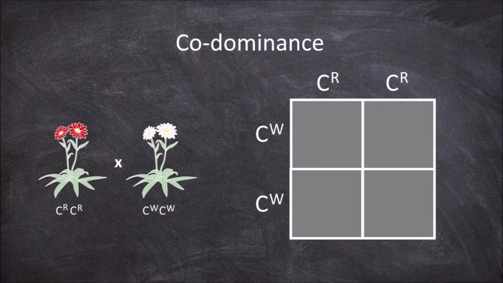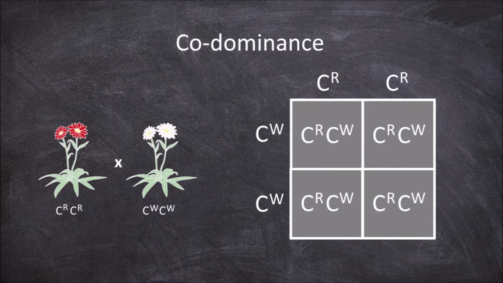To fill up the Punnett square, we combine the allele from one parent from the top with one allele from the other parent along the side, keeping the CR alleles first. This gives us the potential offspring that this cross can produce. All offspring in this cross are heterozygous CR-CW.